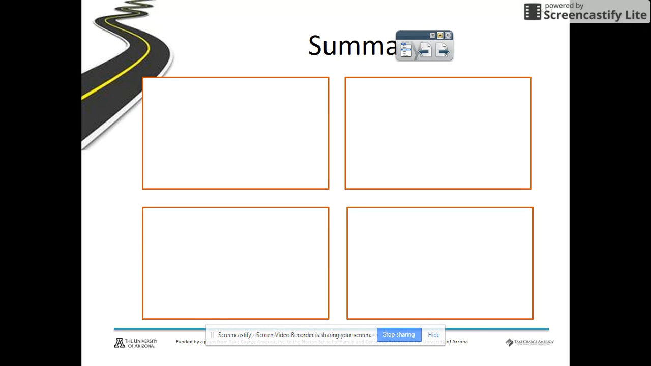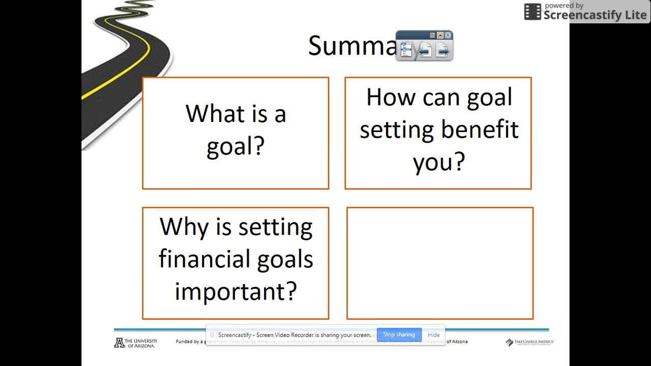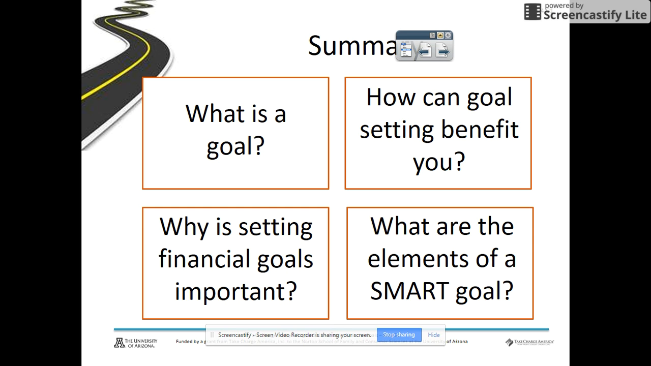All right, so summary. What is the goal? How can goal setting benefit you? Why is setting financial goals important? And what are the elements of a SMART goal?